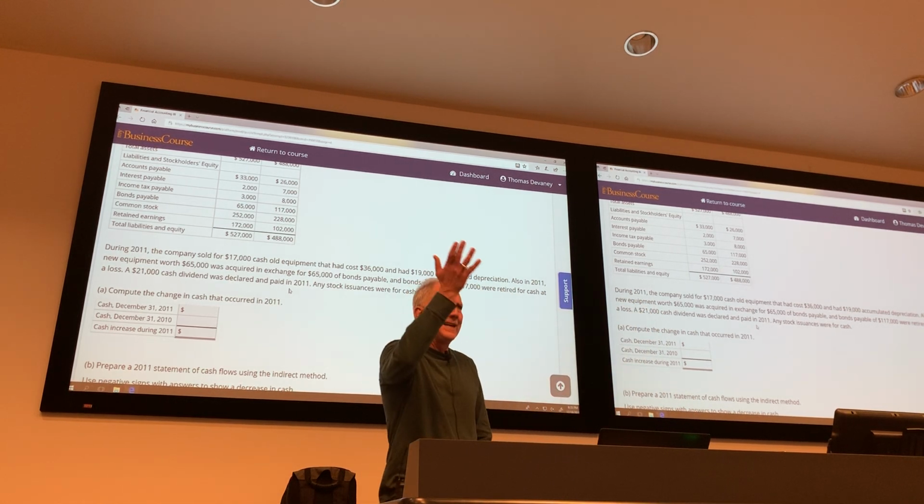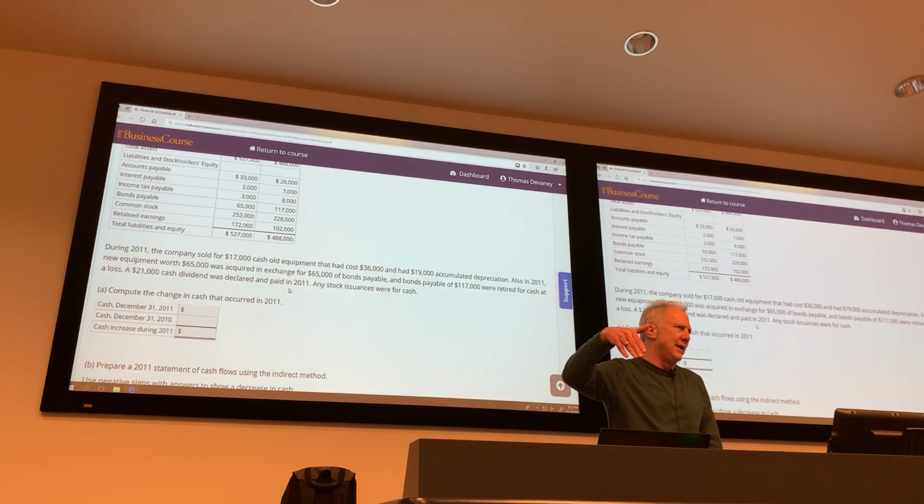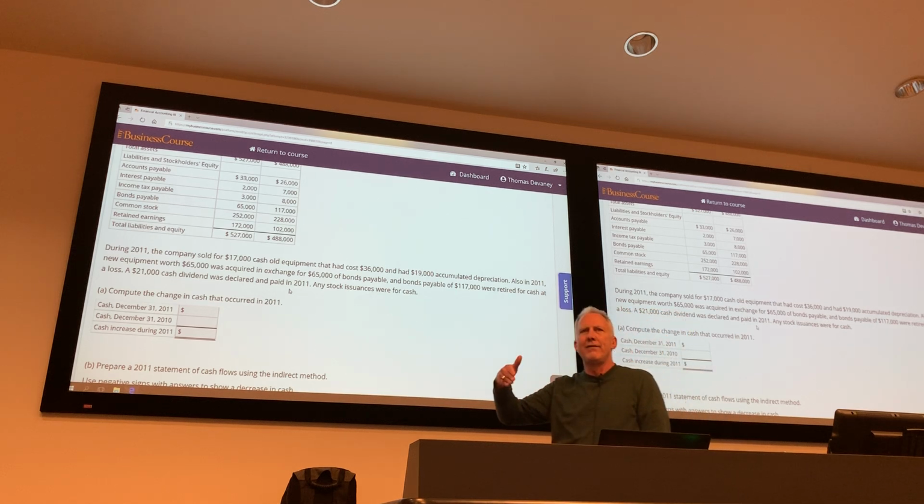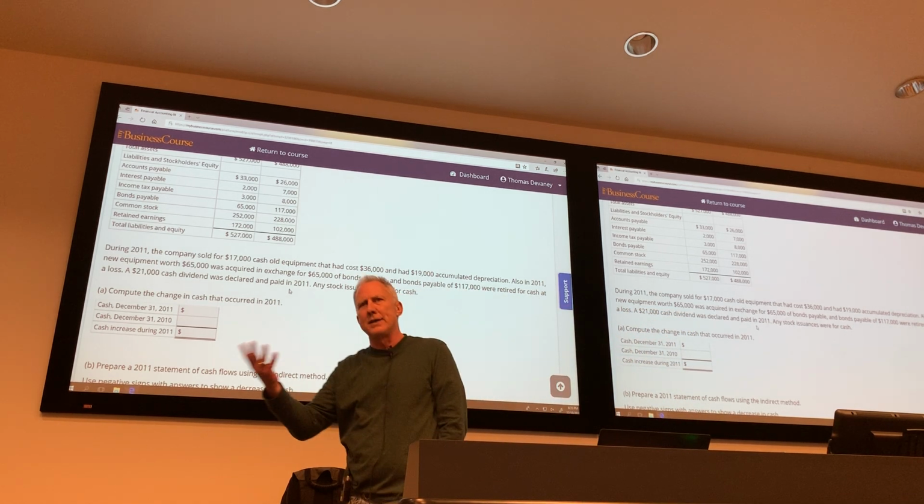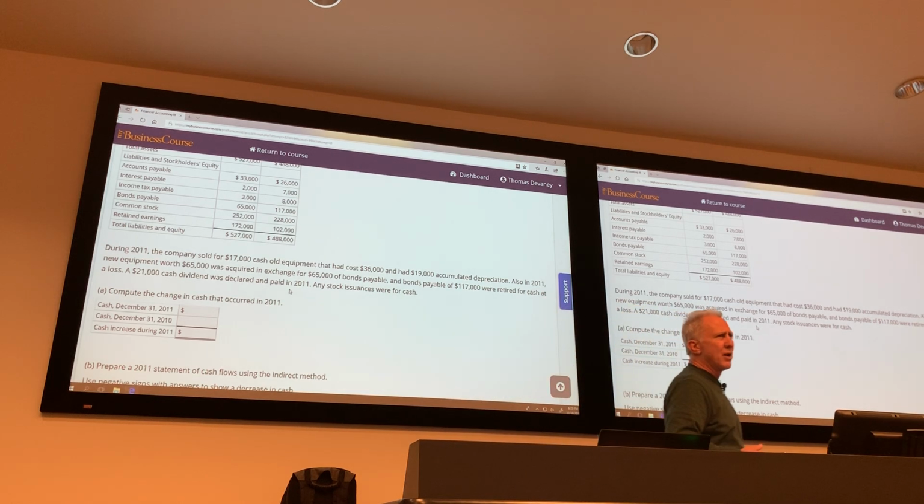What happens if an asset increases? What's the effect on cash? Okay, it's negative. And if an asset decreases, the effect on cash is positive. The opposite is true with liabilities. But there's also supplemental disclosures required, right?